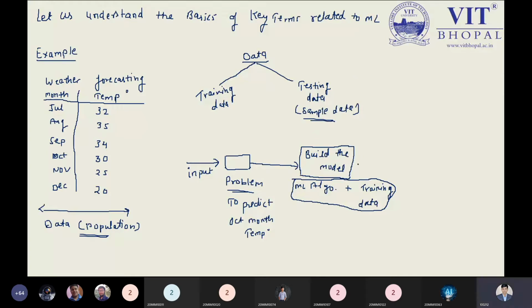So after building my model, I will apply the prediction. This prediction will be identified by the predictor variable and response variable. So I have to predict it. By applying the machine learning algorithm and training data, I have to identify the prediction. So prediction will be made using some testing data. So with the help of the prediction, with the help of the testing data.